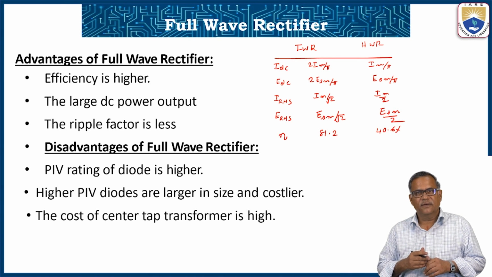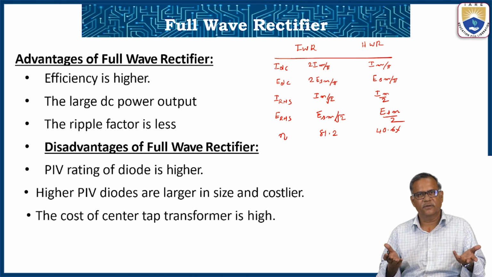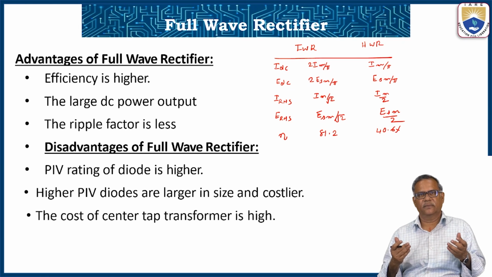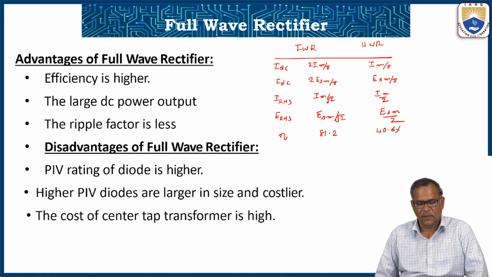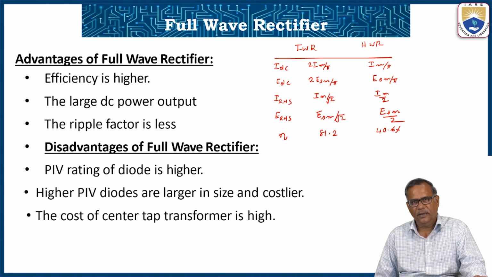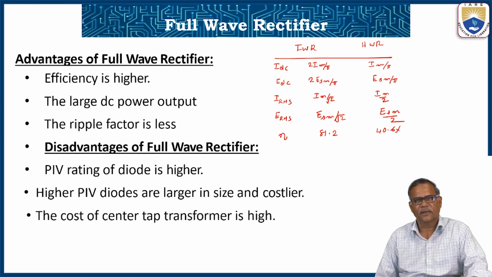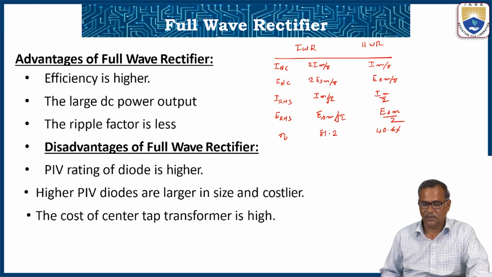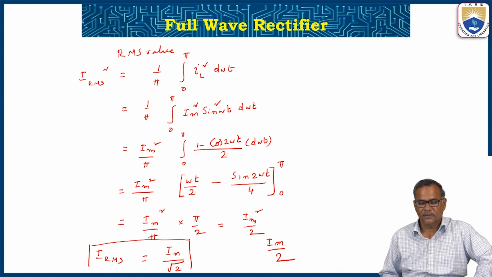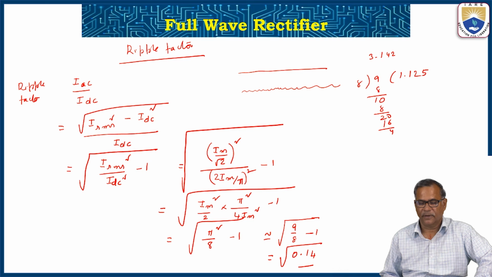What are the disadvantages of the full wave rectifier? Just now we have discussed that the PIV, which is nothing but the peak inverse voltage rating of the diode, is higher. Higher PIV diodes are larger in size and they are costly. And the cost of the center tap transformer also is high. For a half wave rectifier, you can use a normal transformer, whereas for a full wave rectifier, we have to use a center tap transformer, so the cost is high. So these are all the disadvantages of the full wave rectifier.